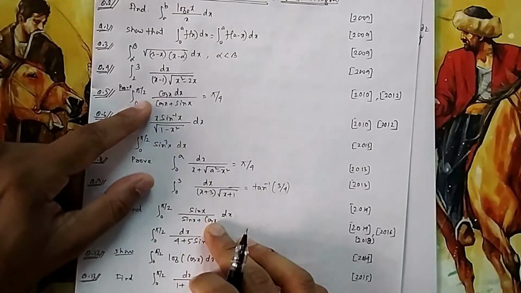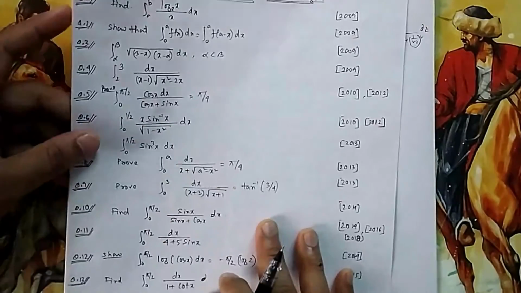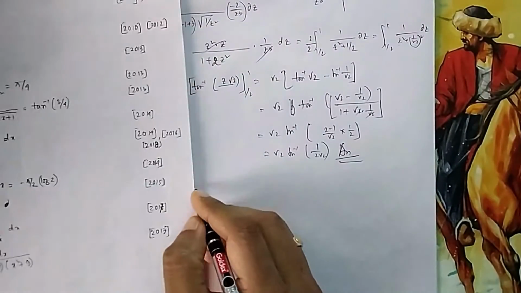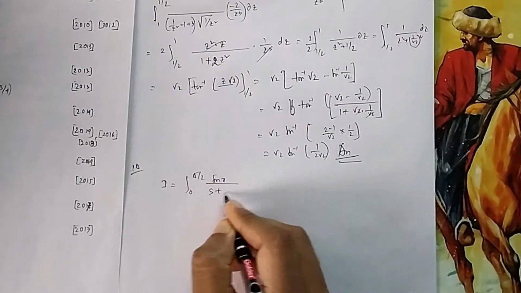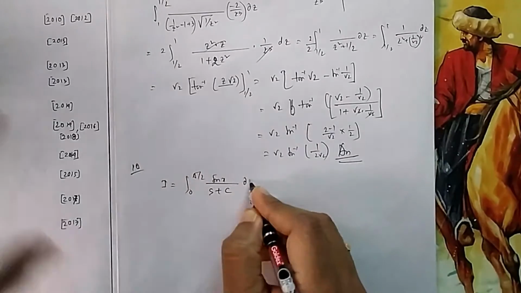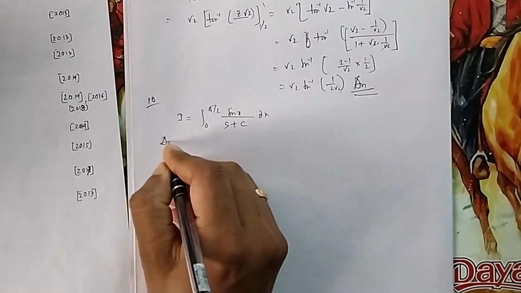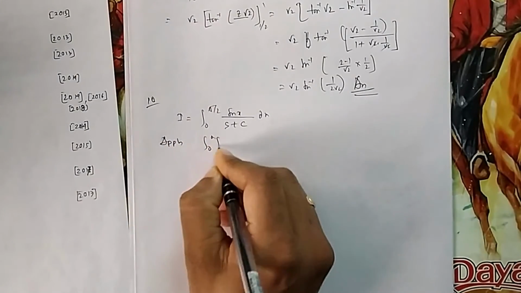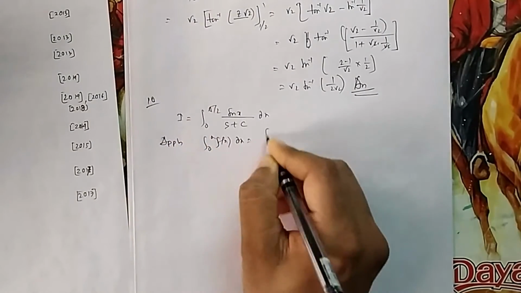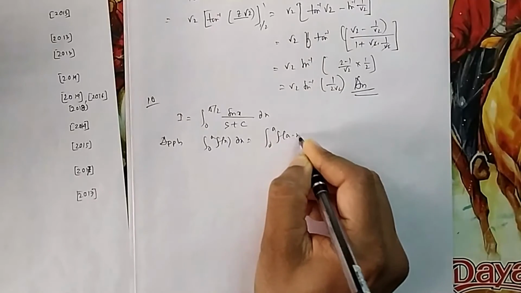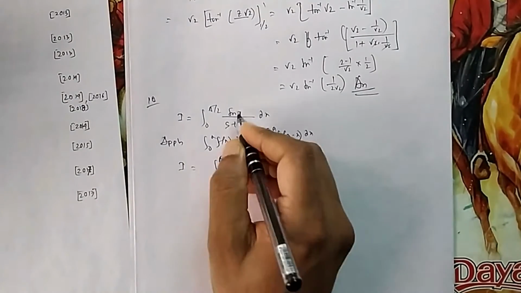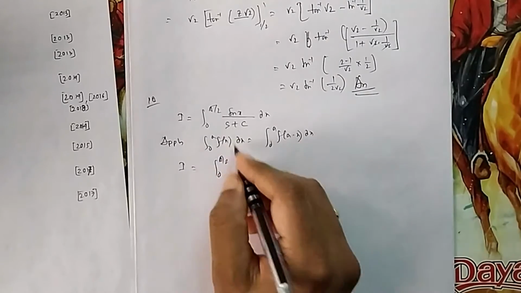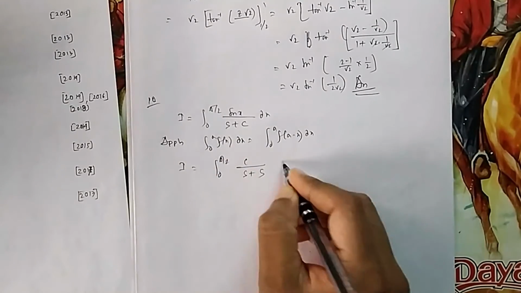Next, question number 10. So question number 10 is exactly like your question number 5. Here only cos, here only sine. So you can do it in the same way. I will start with integral 0 to pi by 2 of sin x by sin x plus cos x dx. So applying that property, integral 0 to a f(x) dx, you write this property in the exam, integral 0 to a f(a minus x) dx. So your I will be equal to integral 0 to pi by 2, sin of (pi by 2 minus x) is cos, sine of pi by 2 minus x becomes cos, and cos will become sine.